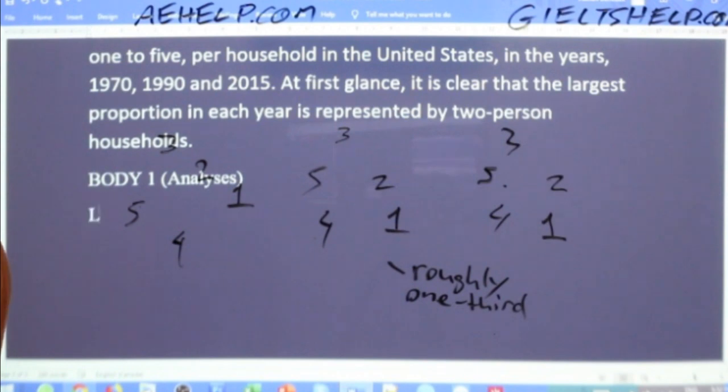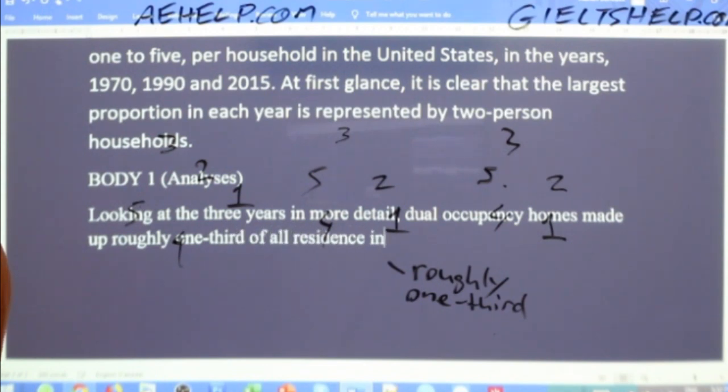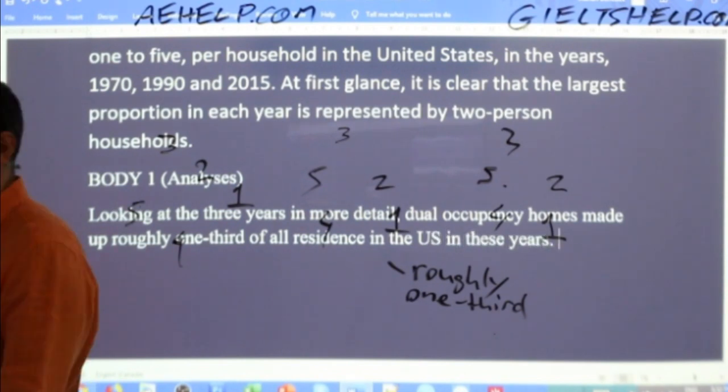So looking at the 3 years in more detail. Dual occupancy. I loved that vocabulary used by Paranjay. That was a really nice application of vocabulary, Paranjay. So looking at the 3 years in more detail, dual occupancy homes made up roughly 1/3 of all residences in the US in these years. All right, that's my point number 1.